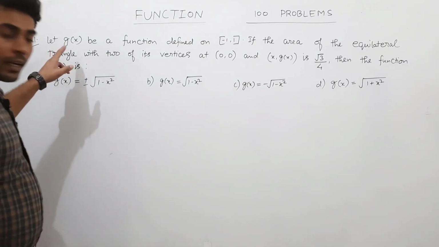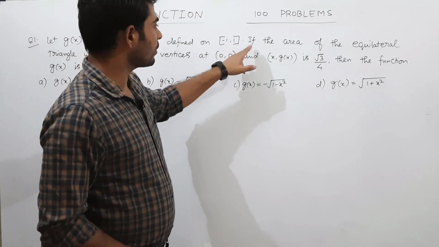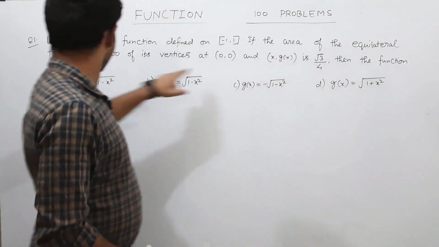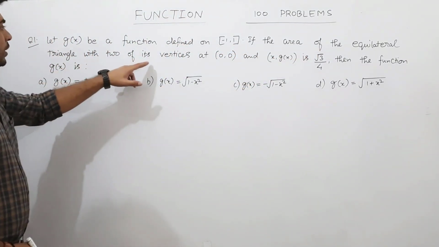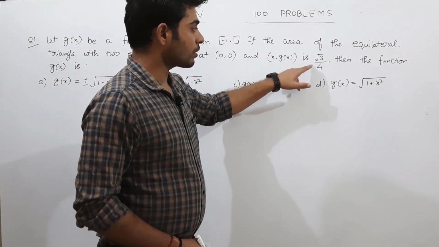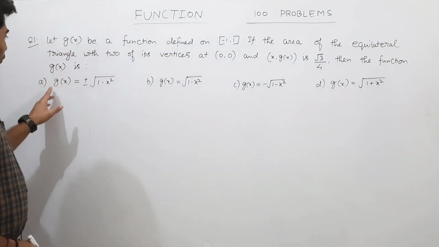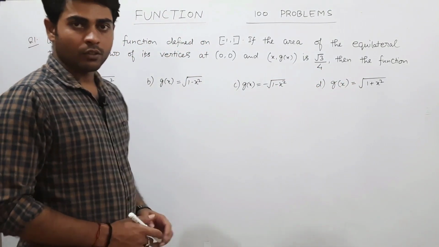First question is, let g(x) be a function defined on the closed interval -1 to 1. If the area of the equilateral triangle with two of its vertices at (0, 0) and (x, g(x)) is root 3 by 4, then the function g(x) is, four options are given here. So let's see here.